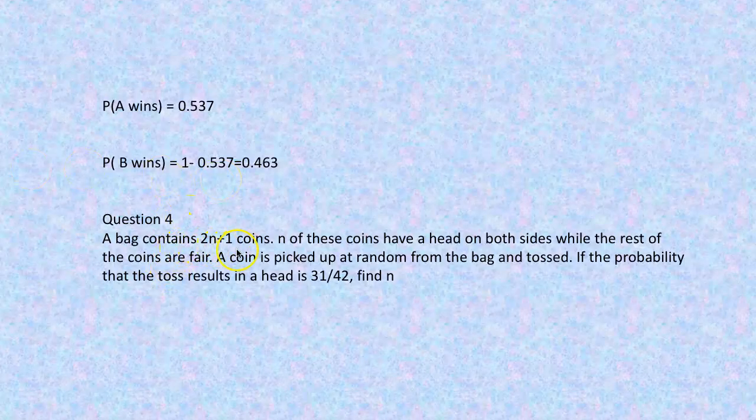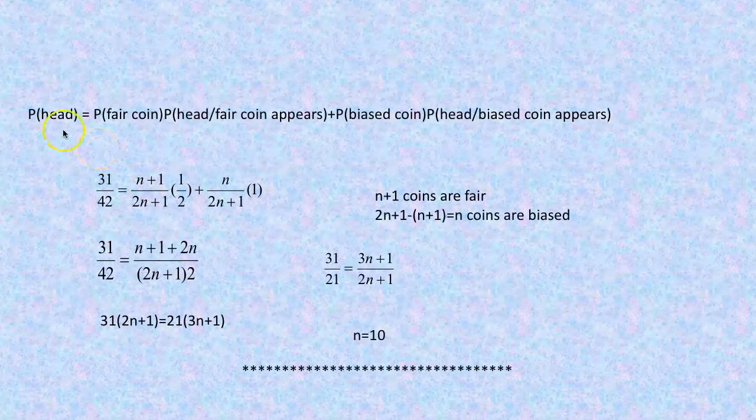Next question, a bag contains 2n plus 1 coins. N of these coins have a head on both sides while the rest of the coins are fair. A coin is picked up at random from the bag and tossed. If the probability that the toss results in a head is 31 by 42, find N. Probability of head is probability that either we draw a fair coin times probability of head given that a fair coin appears, or probability of getting a biased coin times probability of head given that a biased coin appears. So probability of head is 31 by 42.